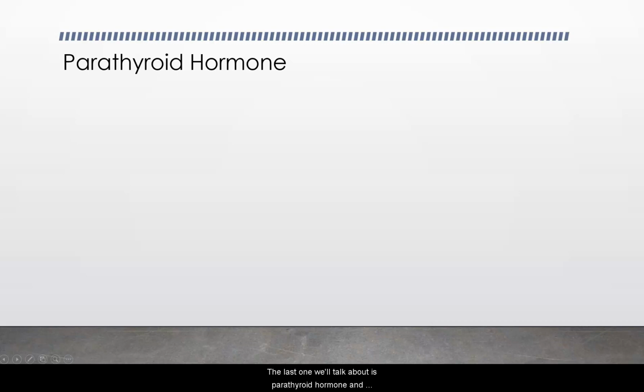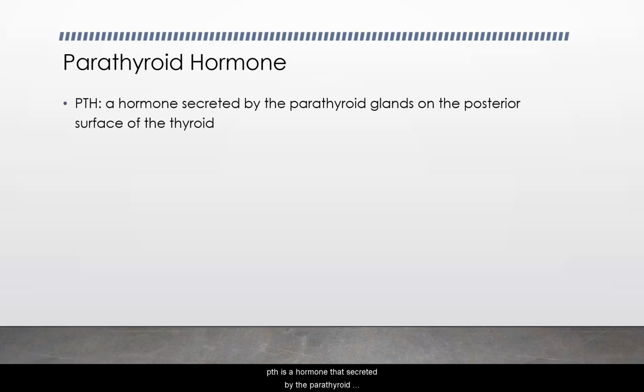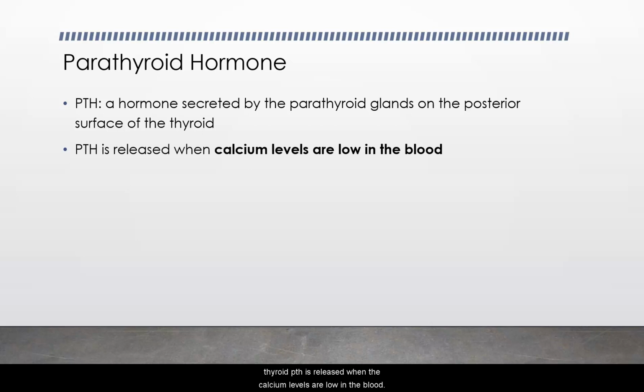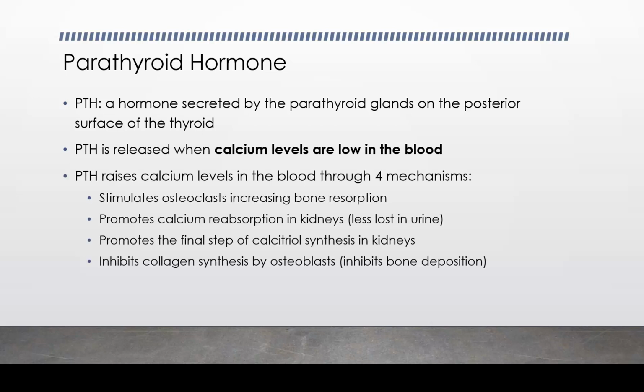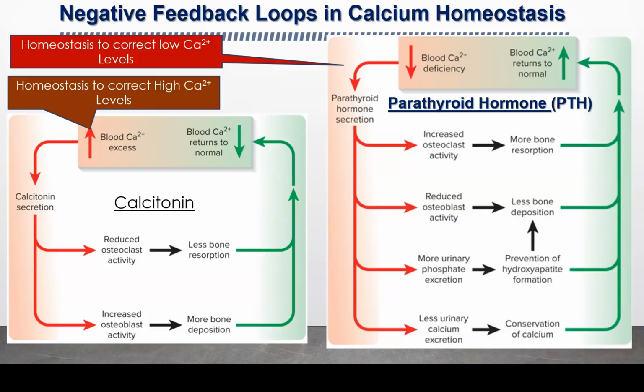The last one we'll talk about is parathyroid hormone. PTH is a hormone that's secreted by the parathyroid glands that are found on the posterior surface of the thyroid. PTH is released when the calcium levels are low in the blood. PTH raises these calcium levels through four mechanisms: by stimulating osteoclasts to increase bone resorption, to promote calcium reabsorption in the kidneys so that less will be lost to the urine, promotes the final steps of calcitriol synthesis in kidneys, and it inhibits collagen synthesis by osteoblasts, so that also inhibits bone deposition.